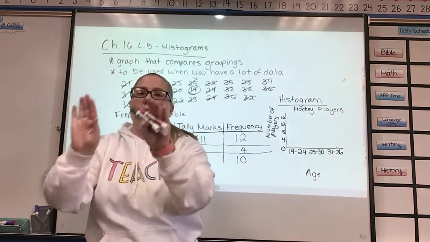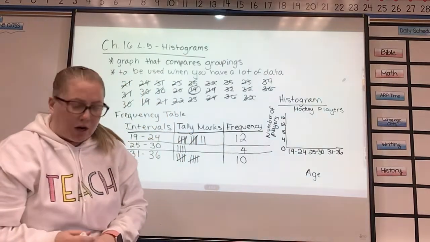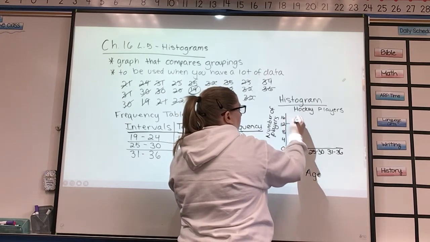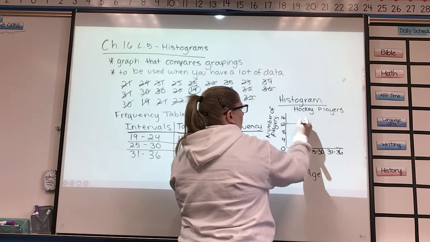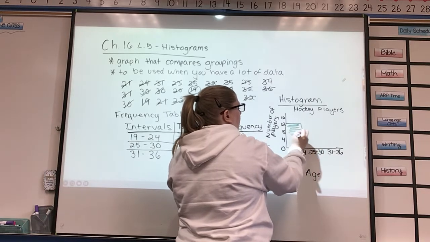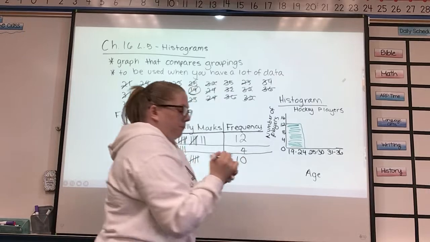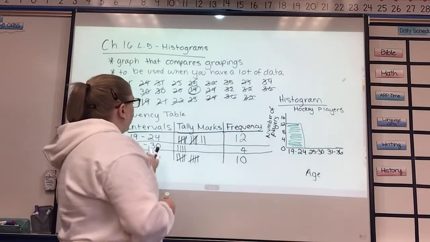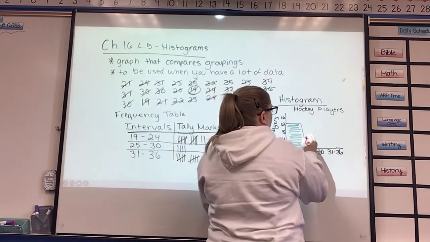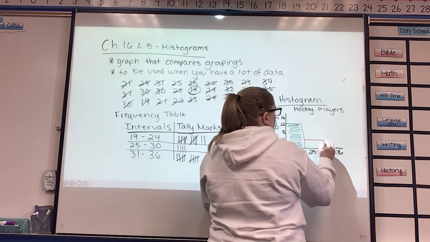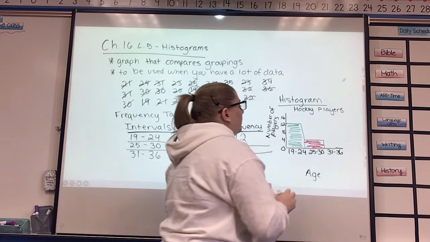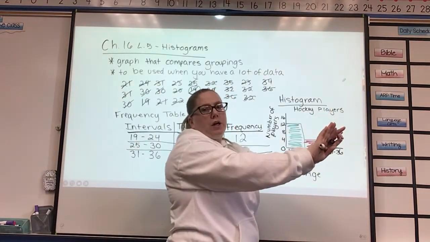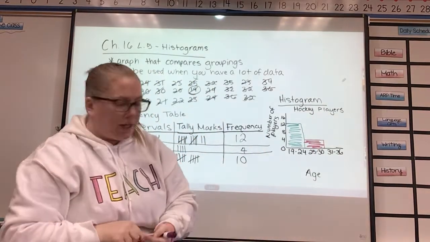Something about a histogram: the bars that we're going to do, they always connect next to each other. So I'm going to start with 19 through 24, and it had 12. So I'm going to go up to 12, and I'm going to make a box and color it in. Okay? Then I'm going to take a different color and do my 25 through 30, which is 4. And see how there's no space in between my 2 bars. They are right next to each other. Okay? And my last one is 10.